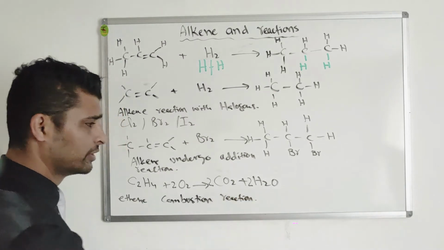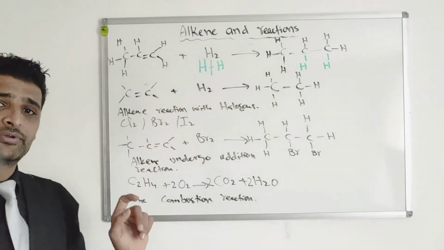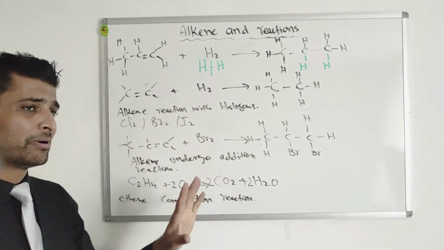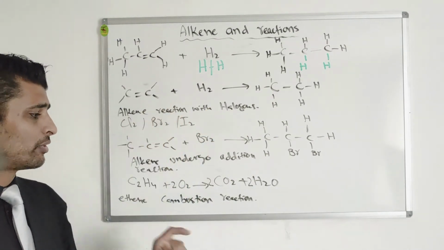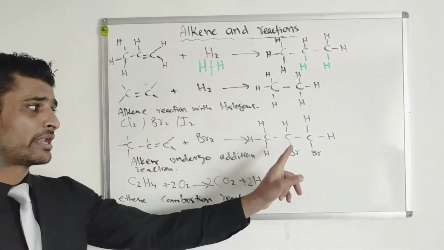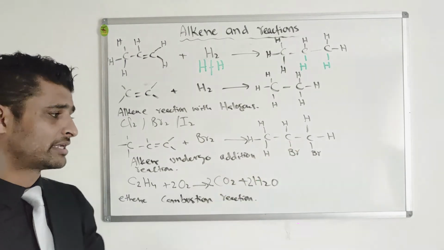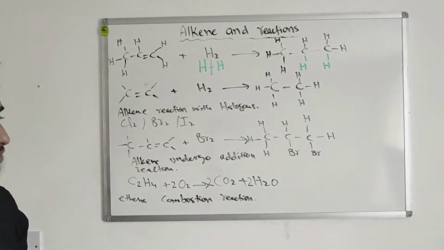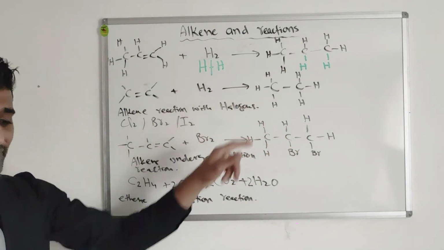Now here's the point. When you reacted with bromine and hydrogen, they have added into the double bond. But in this case, it's not going to happen. Oxygen is not going to be added separately. So that's why you cannot draw that same kind of formula.